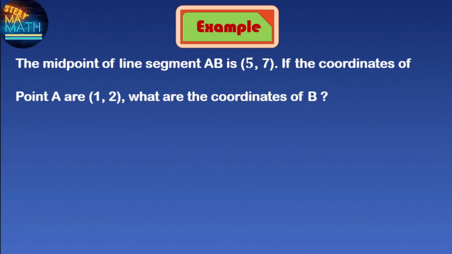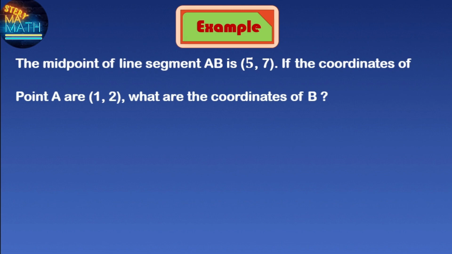What if we want to get the endpoint, not the midpoint? How can we solve this problem? Let's take an example. The midpoint of line segment AB is 5, 7 if the coordinates of point A are 1, 2. What are the coordinates of B? Now we have the coordinates of the midpoint, which are 5, 7. And also we have the coordinates of point A, which are 1, 2. But we don't have the coordinates of B.